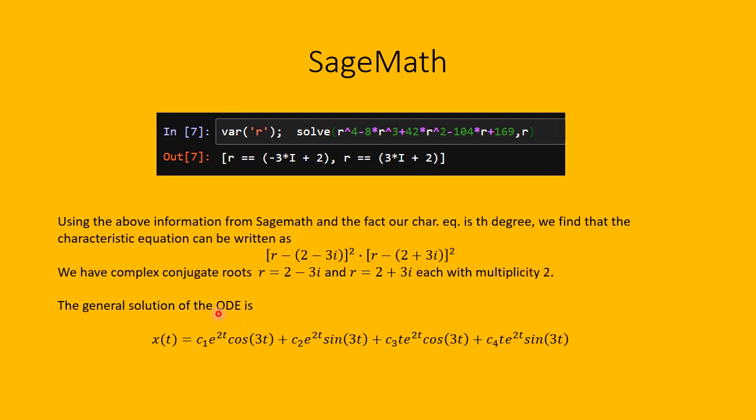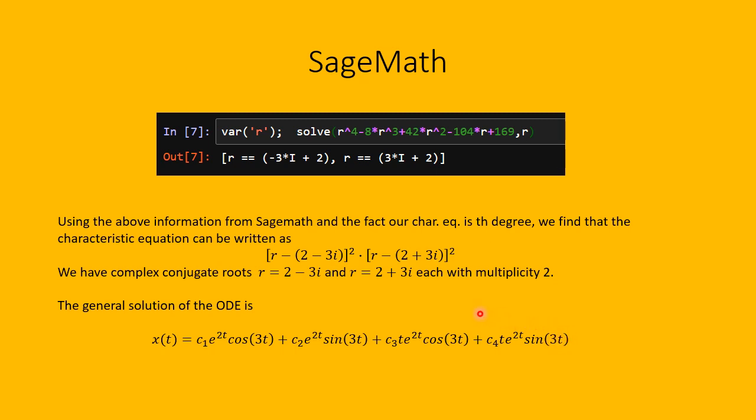So that means that we're going to have a solution that looks something like this. Since we have solutions of 2 plus 3i with multiplicity 2, we're going to get a solution e to the 2t cosine 3t. We're also going to get e to the 2t sine 3t. But it's multiplicity 2, so that also means that we're going to have a t e to the 2t cosine 3t term, and also a t e to the 2t sine 3t term.